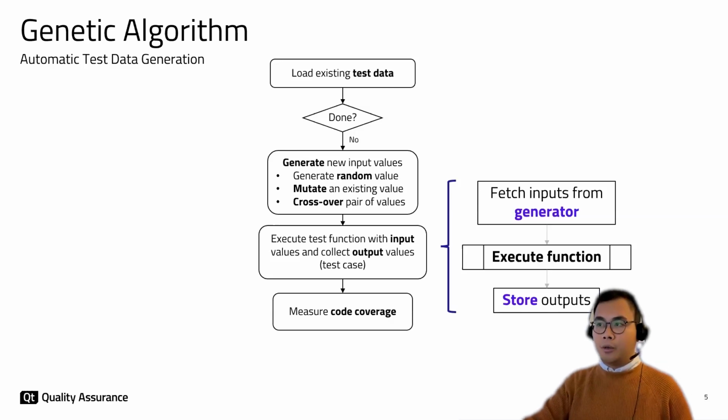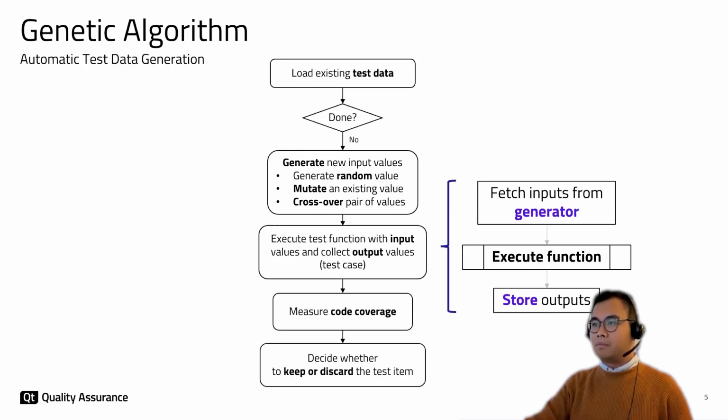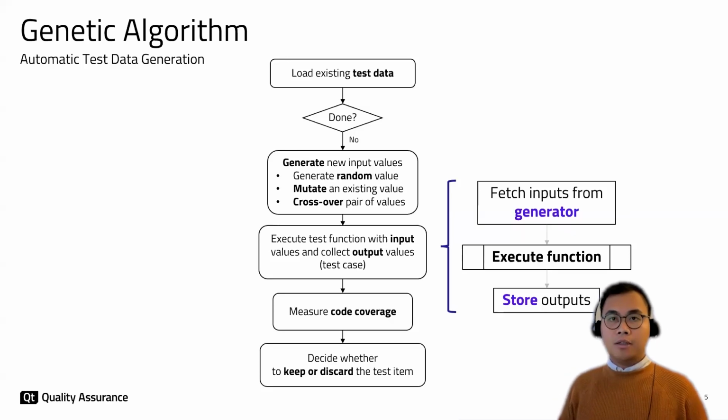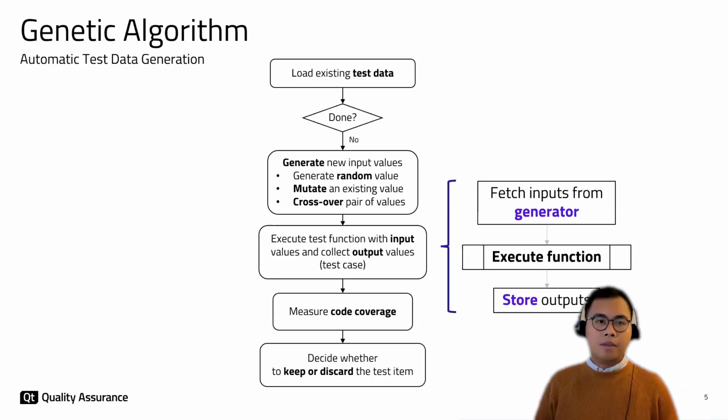Afterwards, we can measure code coverage, similar to the step before. And then using this code coverage value, we decide whether this newly generated input value will be kept or discarded. The decision depends on two things. First, does it cover a new part of the source code that was not covered before? And second, it also tries to reduce the coverage of every input so that we end up with inputs that cover different parts of the source code. This optimization also makes the data more useful for locating bugs later on.